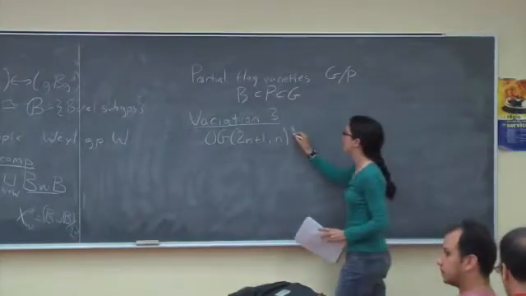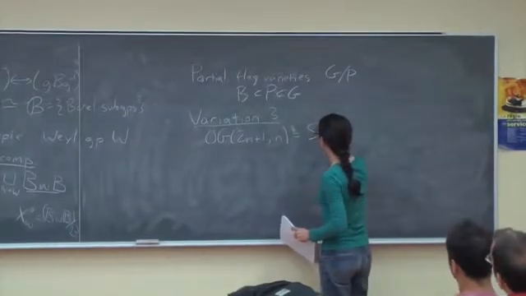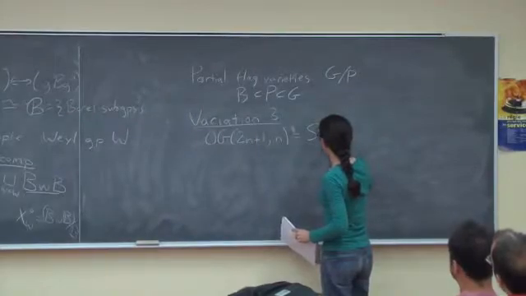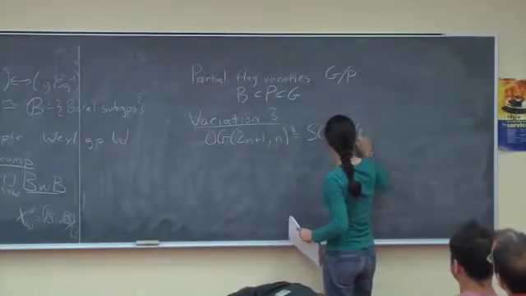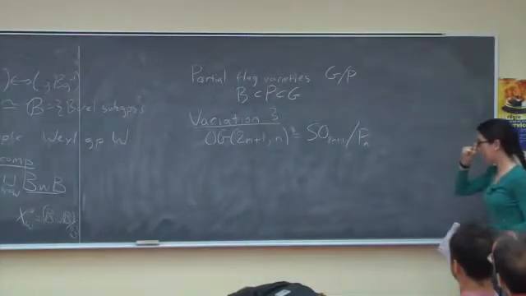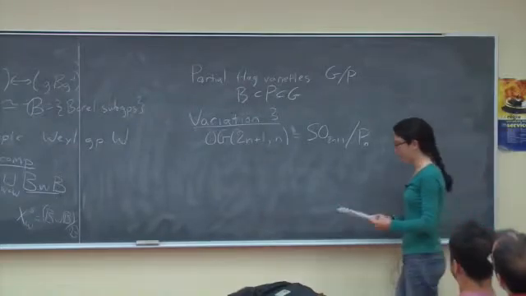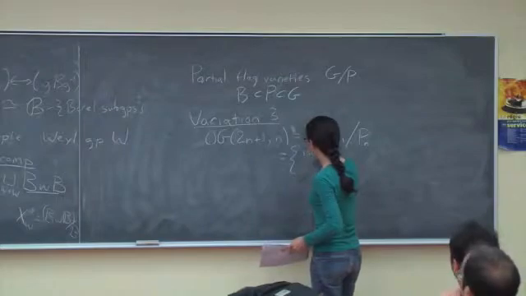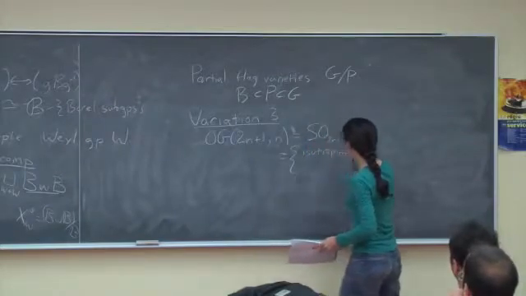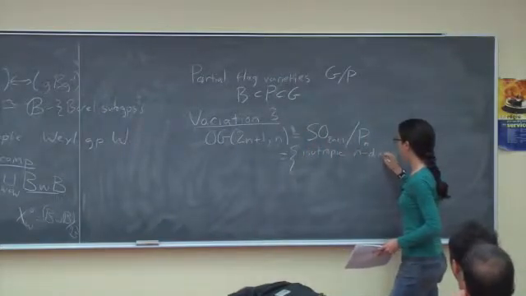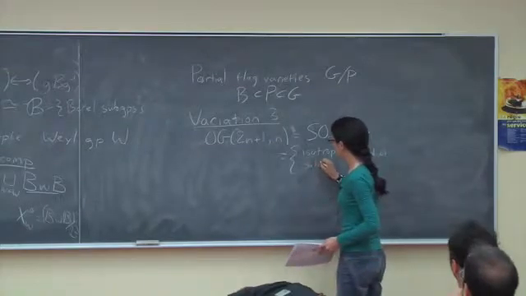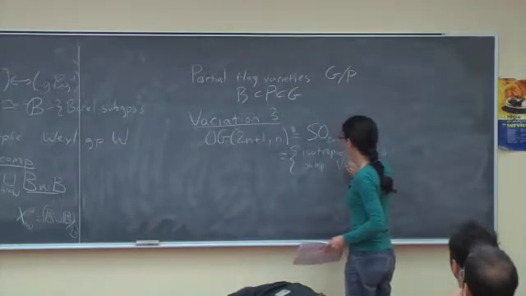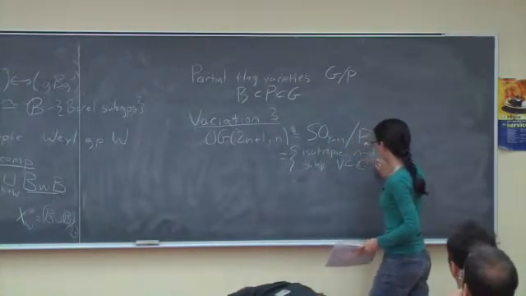And so this was some quotient of SO(2n+1) by a maximal parabolic. And we think of this as the set of isotropic n-dimensional subspaces V of C to the 2n plus 1.